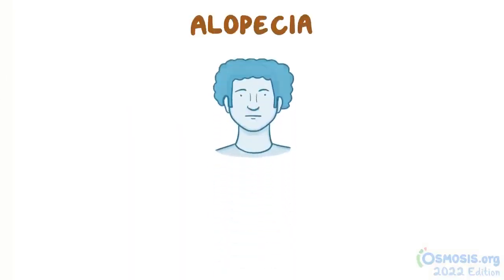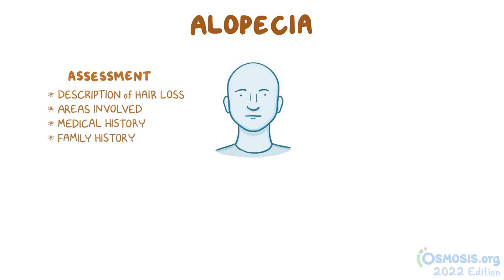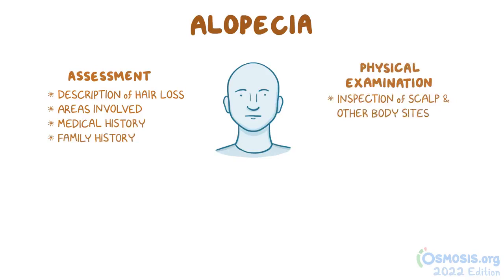Alopecia refers to a loss of hair from part of the head or body, and it can occur in a wide variety of disorders. Assessment begins with obtaining a description of hair loss and the areas involved, as well as a medical history and family history. Physical examination involves inspection of the scalp and other body sites.